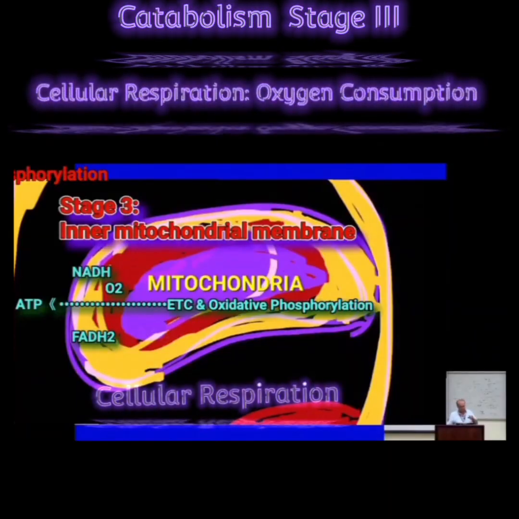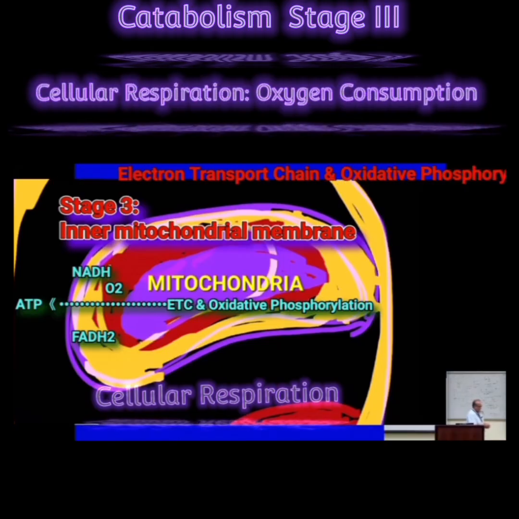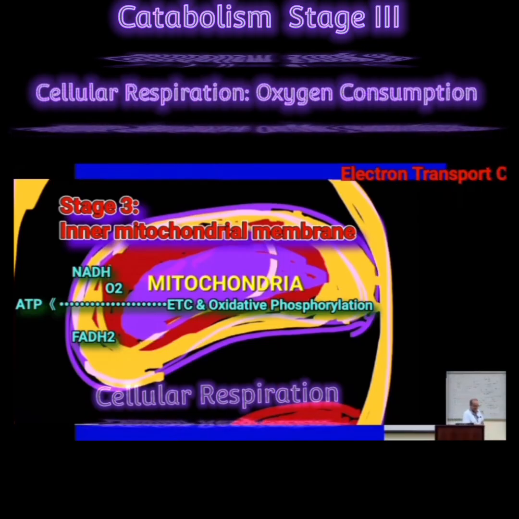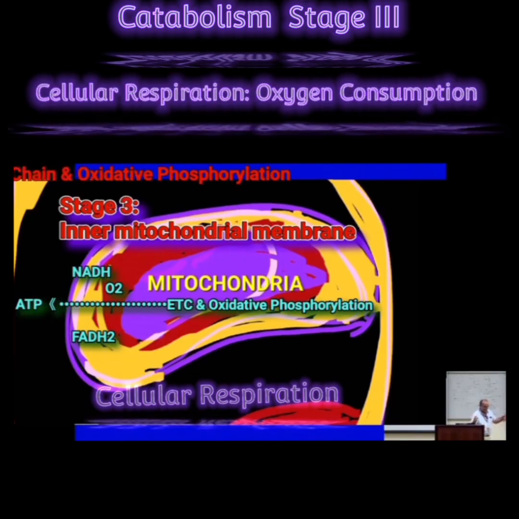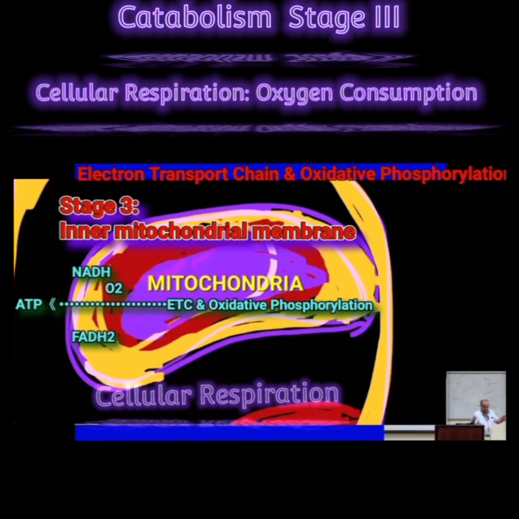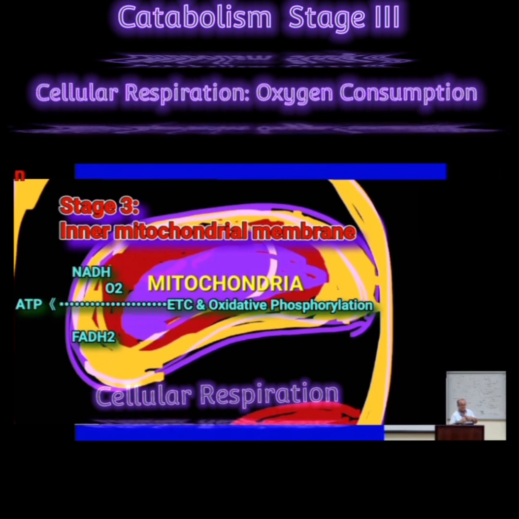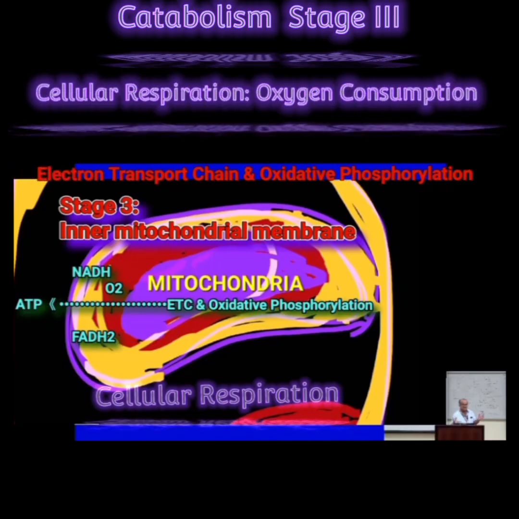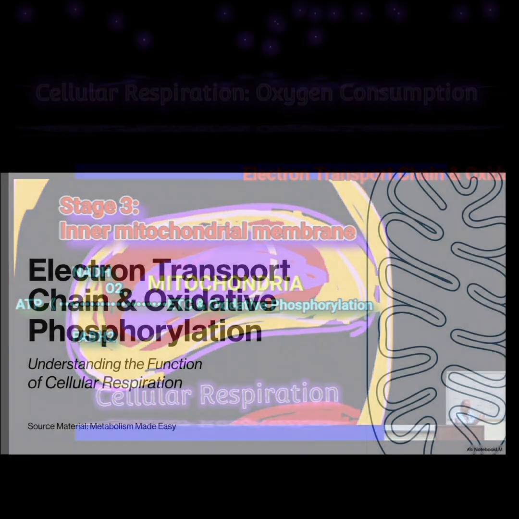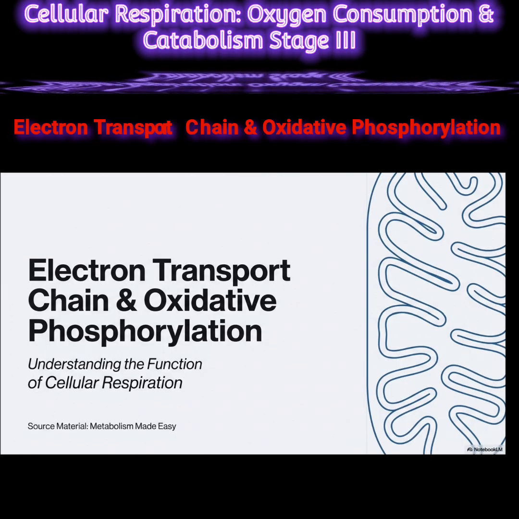Okay, so let's continue where we left off with the electron transport chain and oxidative phosphorylation. Again, this is not a metabolic pathway per se. You want to think of it as a process. What is the function of that process? If you don't know the answer to that, there's no point in knowing any of the details. You really have to ask yourself, what is the function of electron transport chain and oxidative phosphorylation?